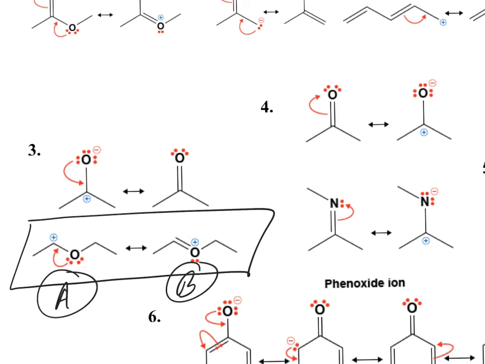Send me in the tech chat. Which one's the more stable resonance structure, A or B? Which one's the major resonance structure? A lot of people have questions about major and minor resonance structures. I saw that in our feedback. Which one's the major, A or B?